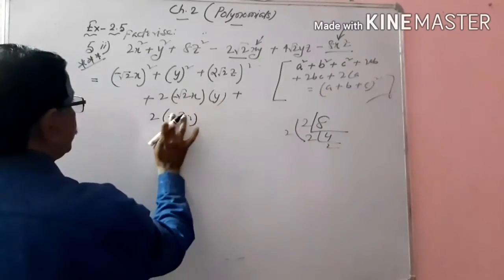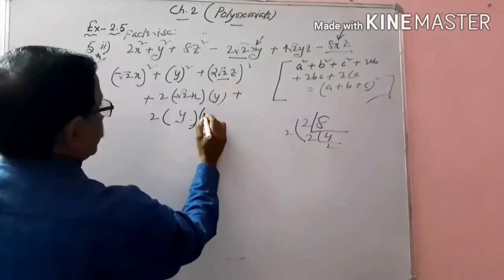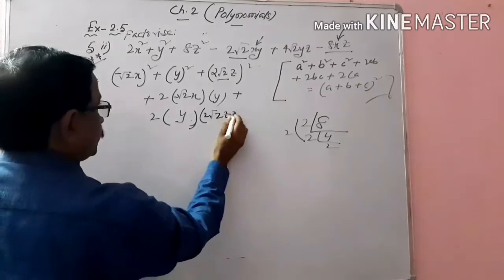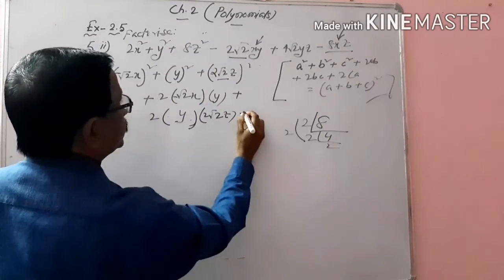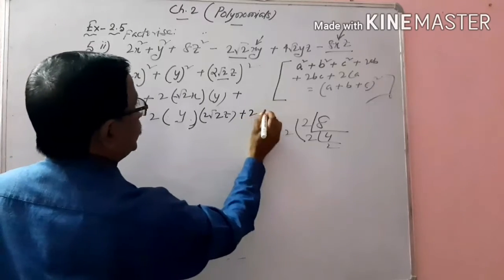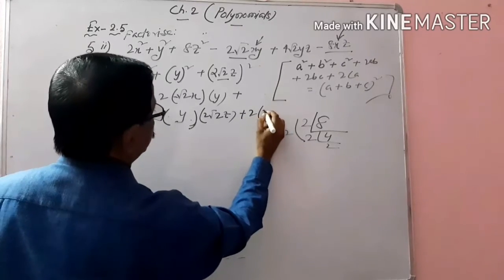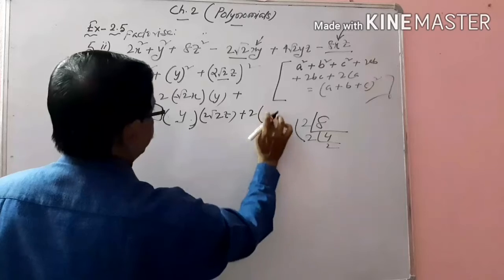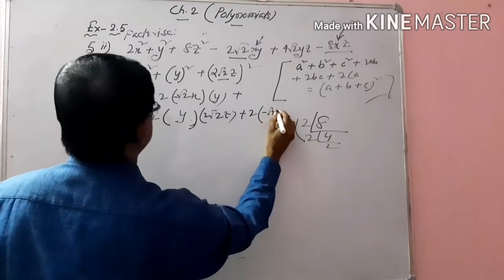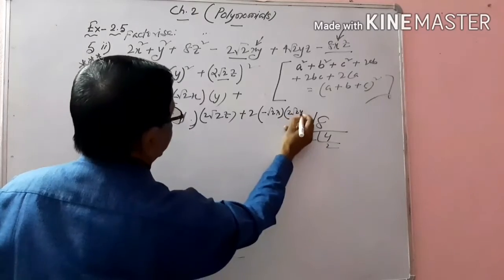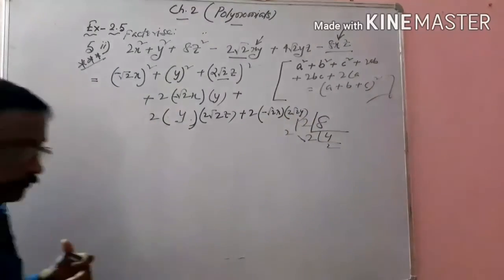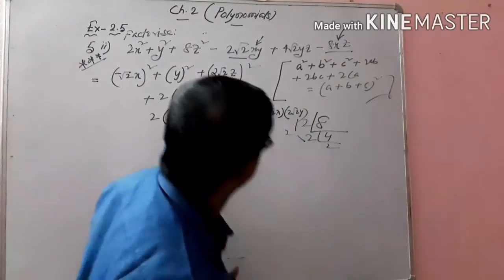B means what? B means y, and c we already broke, that is this one, c. a, b, c. Then the next one is plus twice ac, that is 2 minus root 2x into 2 root 2y, is it? So according to the formula we can break this one, clear?